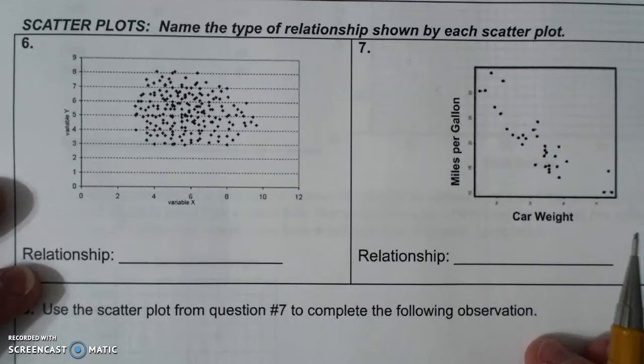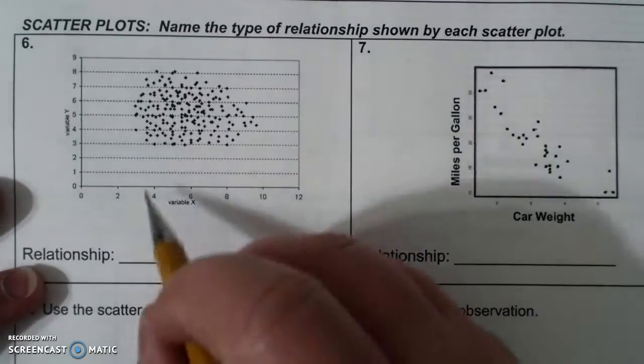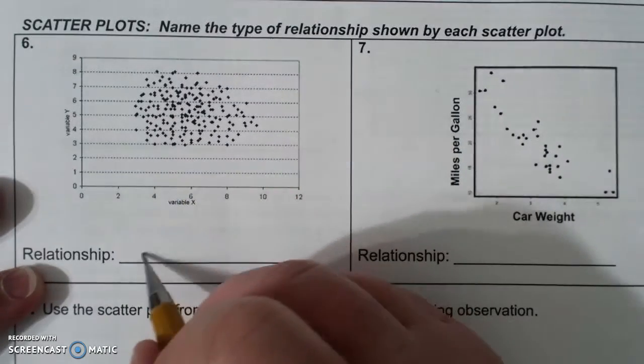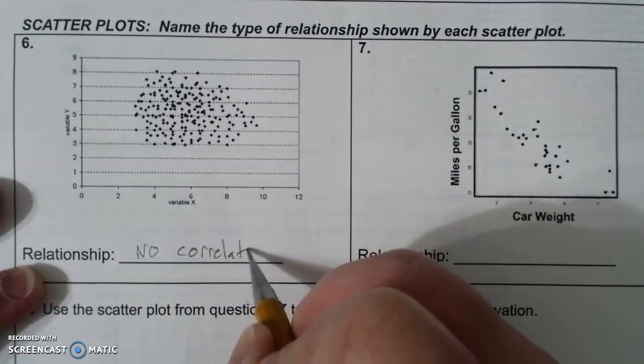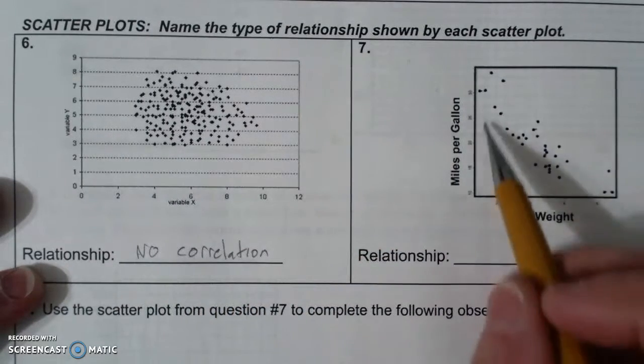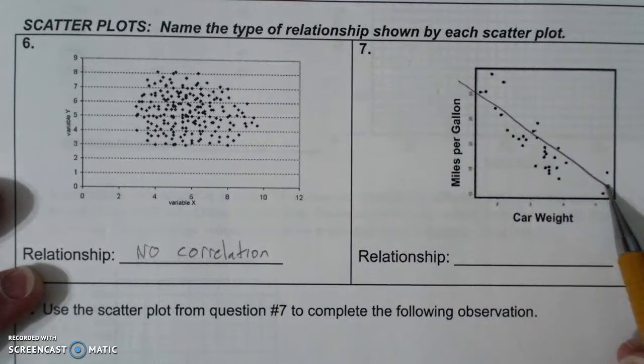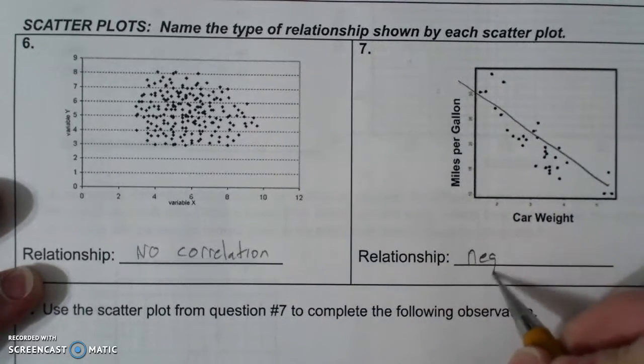Name the type of the relationship shown by each scatter plot. It looks like pepper, so I'm going to write no correlation. This looks like it's going down, so it's a negative correlation.